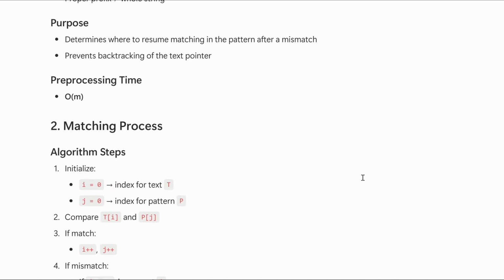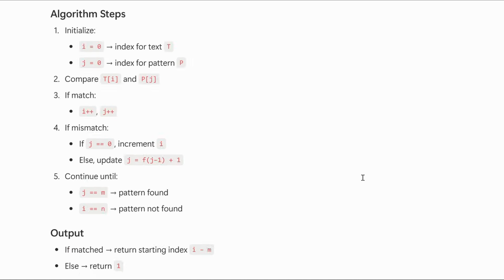Then matching process. Now let's understand how KMP performs matching. We use two pointers, i for the text string and j for the pattern string. Start with i equal to 0, j equal to 0. If T of i is equal to P of j, increment both. If mismatch occurs, if j equal to 0, move i forward, else j equal to f of j minus 1 plus 1. Continue until j equals m, which means pattern found, or i equals n, pattern not found. If matched, return i minus m, else return minus 1.